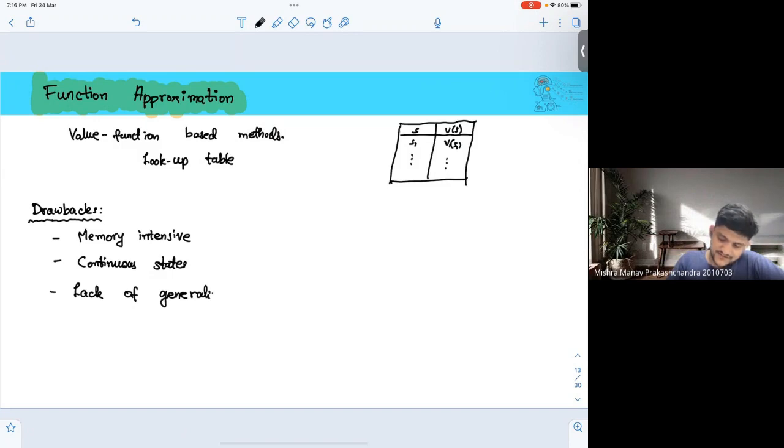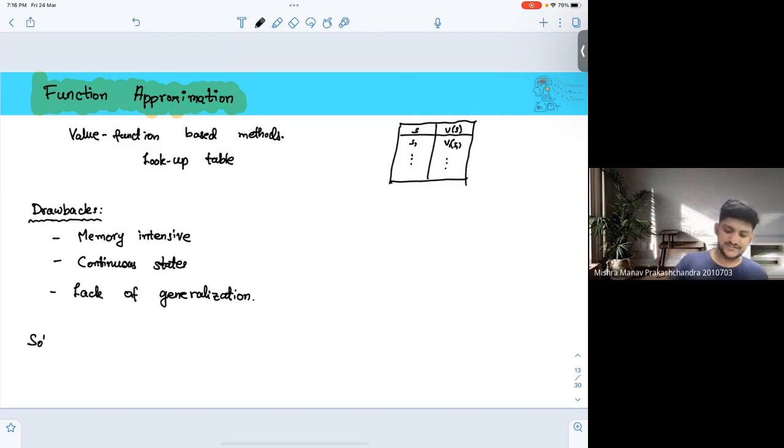There is a lack of generalization, meaning for every state that I encounter for the first time in testing, not in the training part, I won't be able to generalize because I don't have that particular value fed into the representation or the lookup table, so I can't look it up. So generalization becomes an issue, right?